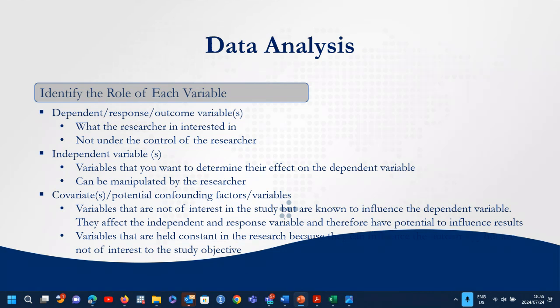There are different roles they can assume. It can be dependent or independent. Dependent is what you are interested in, so usually it's not under your control. Independent variables are the variables that you want to determine how they affect the dependent variable. Those will be your factors, your risk factors. Depending on the design of the study, they can be manipulated.